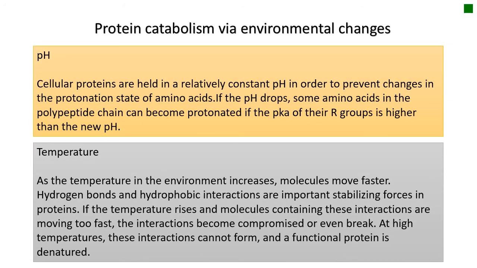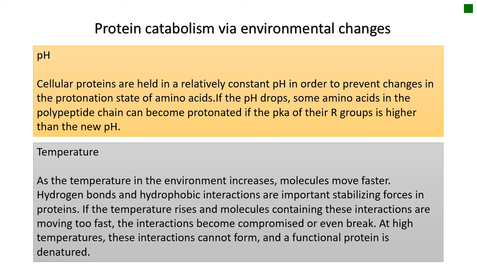Aside from enzymes, proteins can be catabolized by environmental changes, for example pH. Cellular proteins are held at a relatively constant pH in order to prevent changes in the protonation state of the amino acids. Of course, a sudden drop or increase of the pH can disrupt the protein. Some amino acids in the polypeptide chains can become protonated if the pKa of their R group is higher than the new pH. So one of the environmental changes that can disrupt protein is pH.